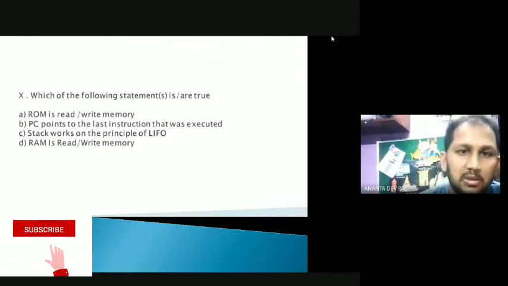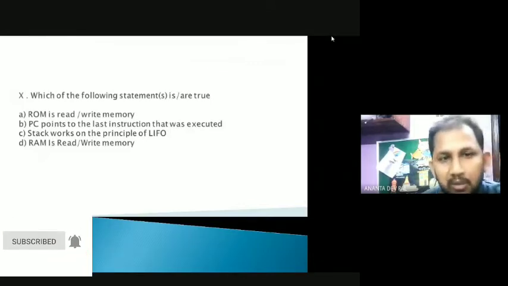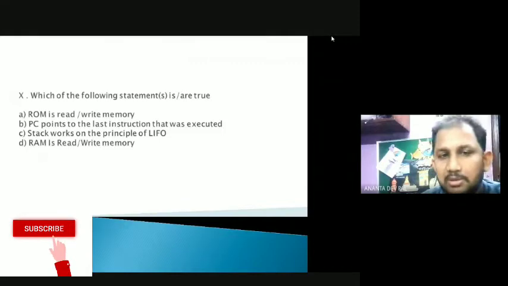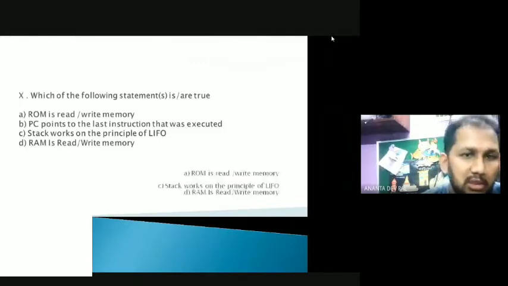Stacks work on the principle of LIFO, last in first out. Yes, this is true. RAM is a read-write memory. That is definitely true. So the answer is A, C and D are true.